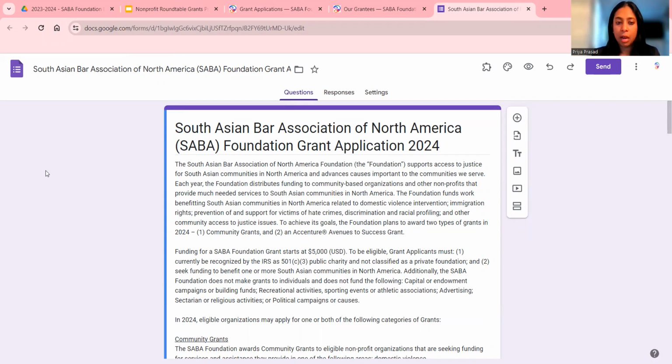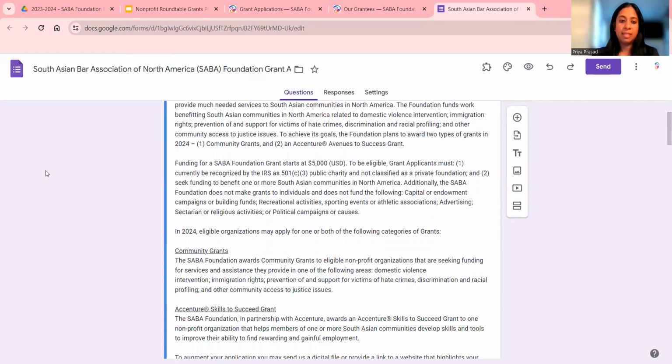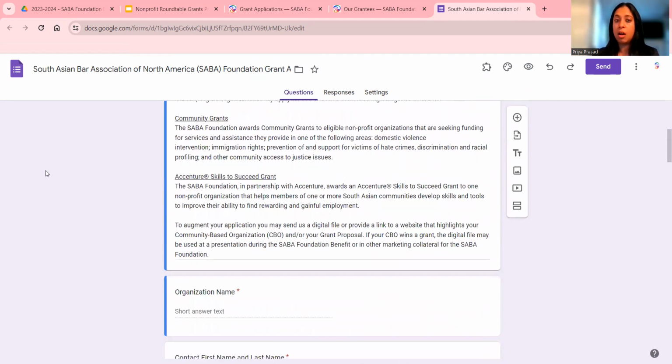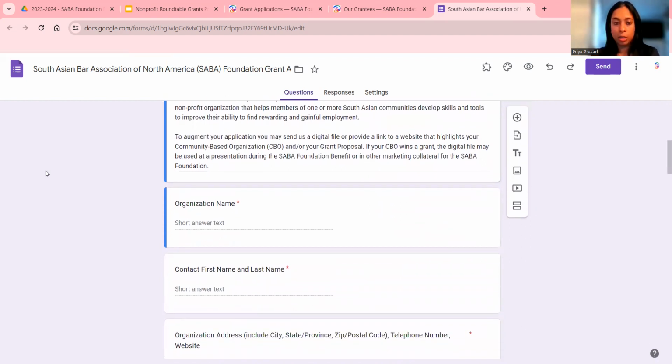So we do have a lot of information in the top part. Most of this, actually all of this, can be found on our website, but just as a reminder, we've also put it up front here. So you'll see as Ritu scrolls down, we talk about the differences between the community grants and then the Accenture ones, and then also what the foundation does. But all of this, again, should be on the website. So if you find it difficult to keep going up to the top, look at the website.